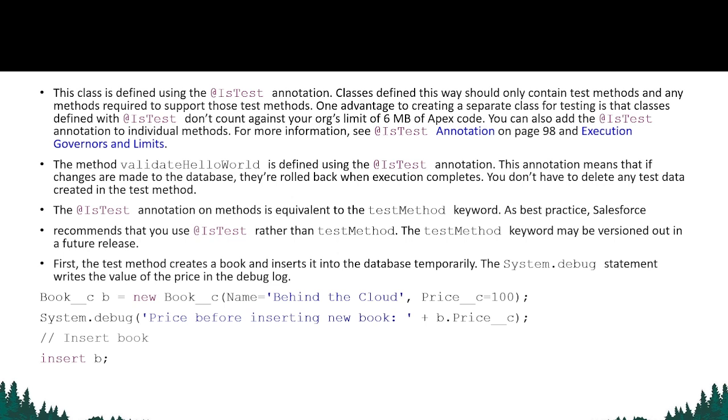Now this @isTest is used to check the working of the trigger and the working of the code. So a separate class is used for testing the classes, that is @isTest. Now the validation is used inside the @isTest annotation. This means that if changes are made to the database, they are rolled back when execution completes. Now isTest is equivalent to the testMethod. Then the test method creates a book and inserts it into the database temporarily.